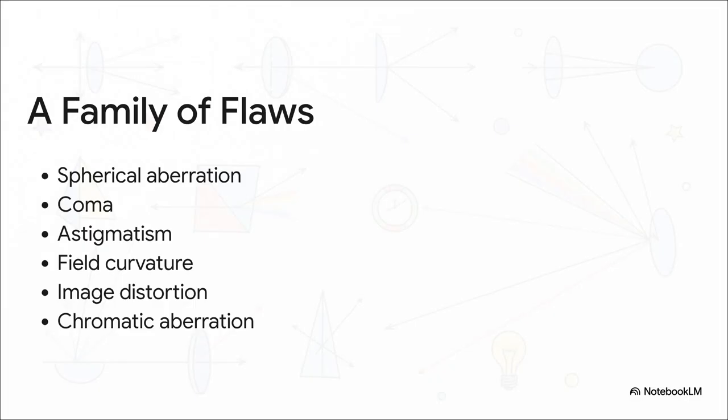And it's not just one problem. Oh no, lens makers have to fight against a whole family of these flaws. You've got coma, which makes stars look like little comets, astigmatism, which stretches points into lines, and chromatic aberration, which causes those weird color fringes. Each one messes with the image in its own special, frustrating way.